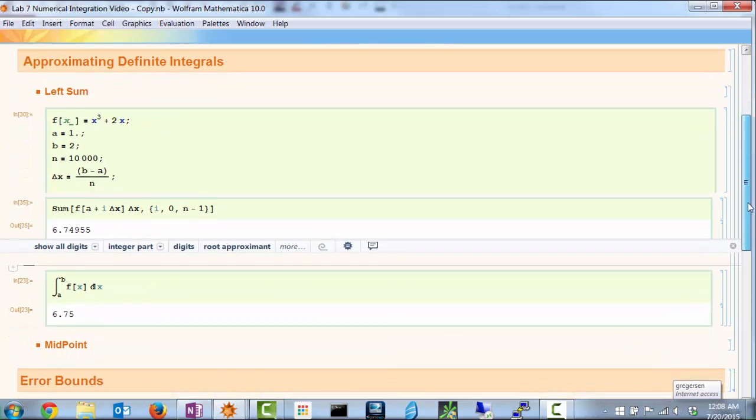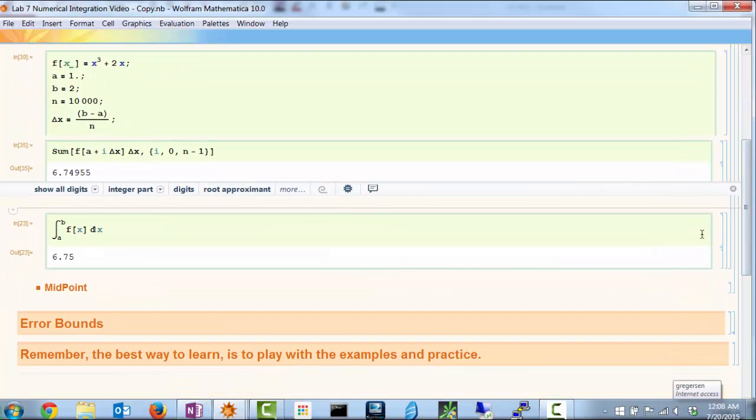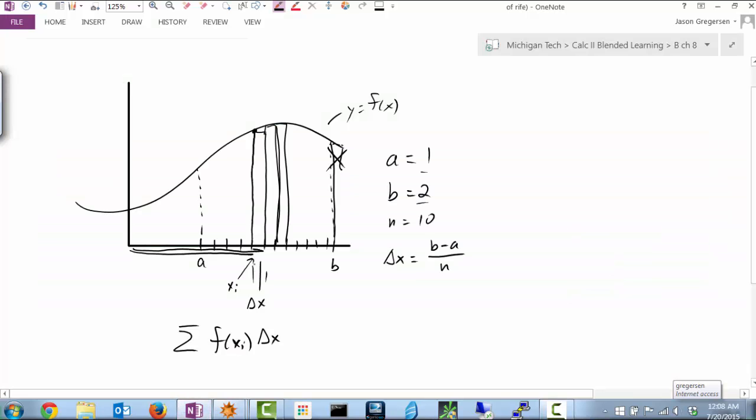What about the midpoint approximation? Well, it's the same basic idea, if we go back to our picture, except now, instead of taking the height at the left side of my interval, I want to take the height at the middle. Right there. That's going to be the height of this rectangle. So how am I going to calculate those values?